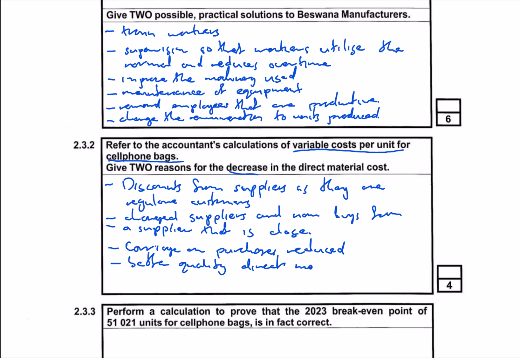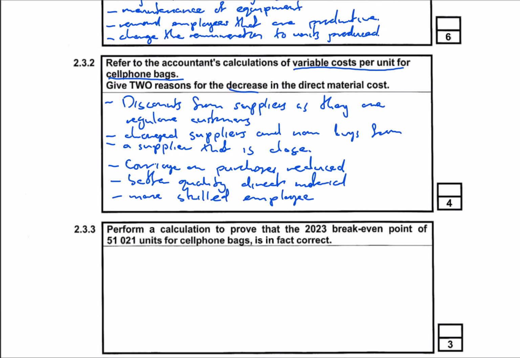Direct material. More skilled. Employees. And those are all things that we can expand and include. Right. Then the next question says, perform calculation to prove that the 2023 break-even point of 51,021 units for cell phone bags is in fact correct.